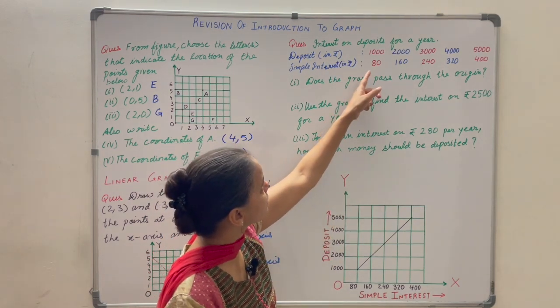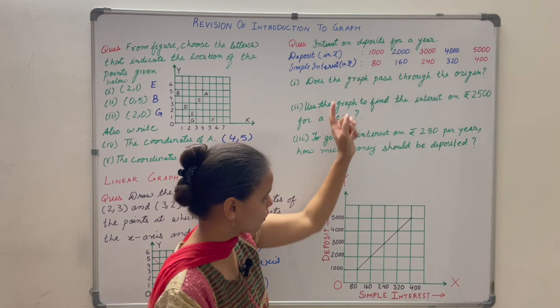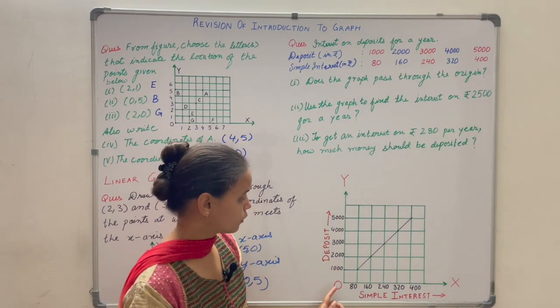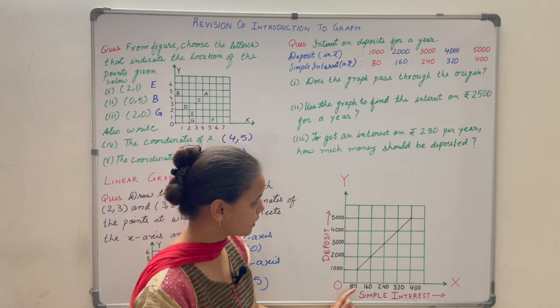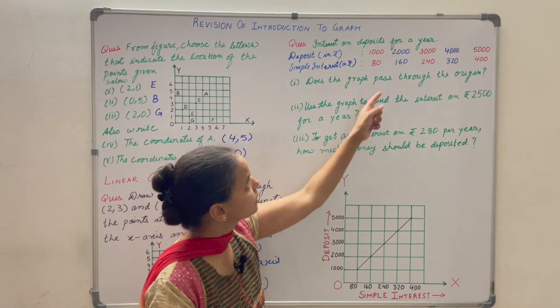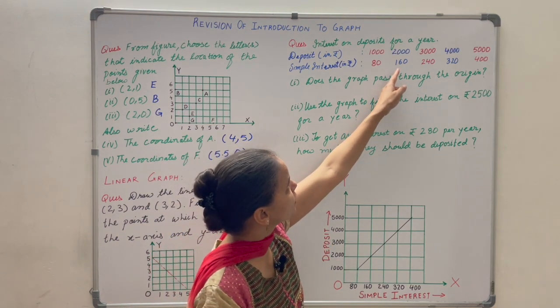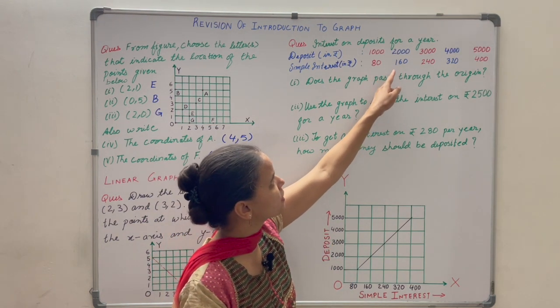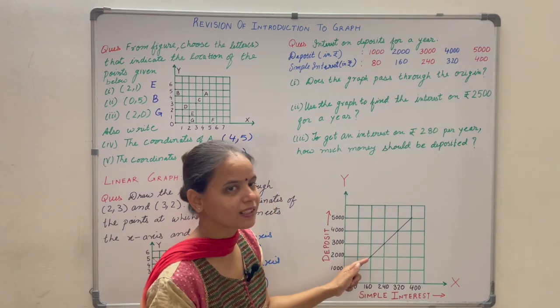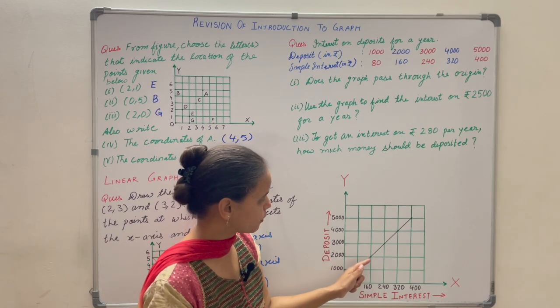So x-axis is 80, y-axis is 1000. So that means 80 comma 1000. So you have to move 80 units towards right, 1000 units vertically upward. So you get this point. Then 160 is your x coordinate, 2000 is your y coordinate. That means 160 you have to move towards right and 2000 you have to move vertically upwards. So you get this point.